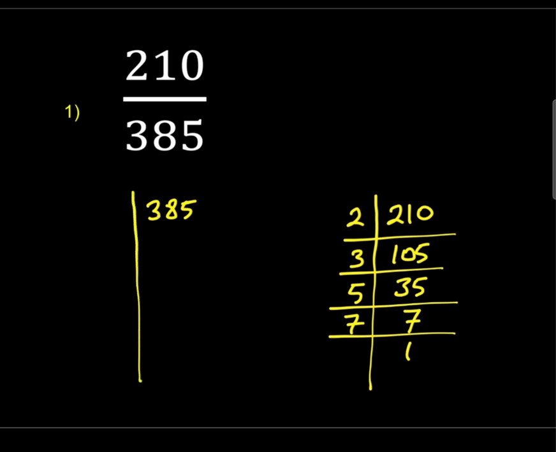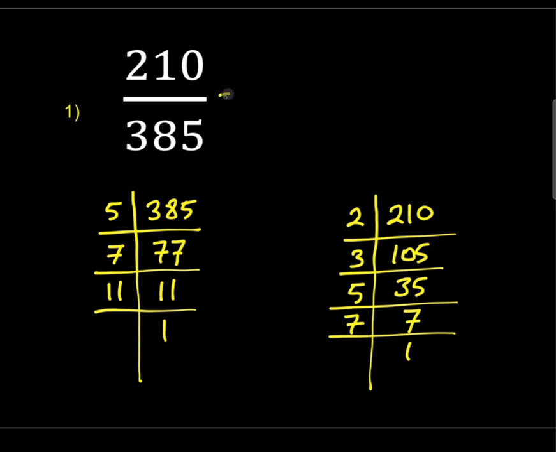Factor 385 to its prime numbers. Divide by 5, we get 77. Divide by 7, we get 11. Divide by 11, we get 1.